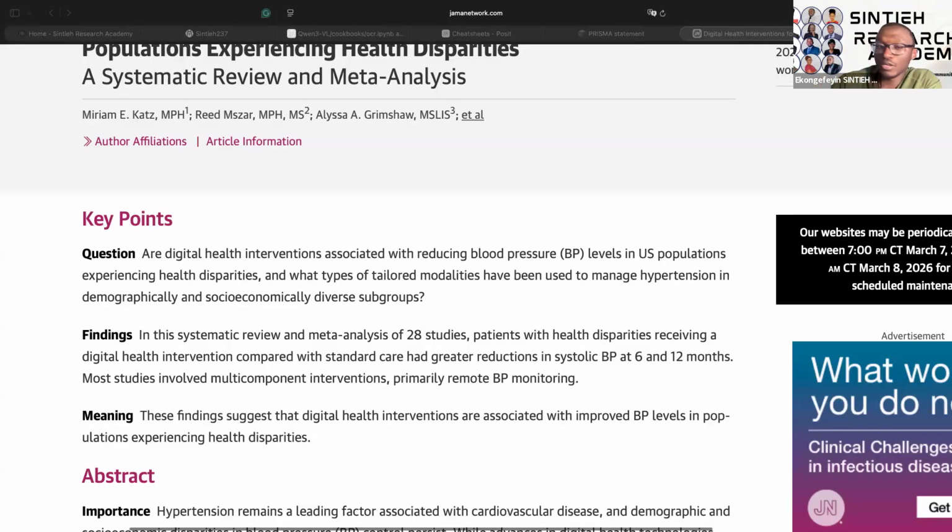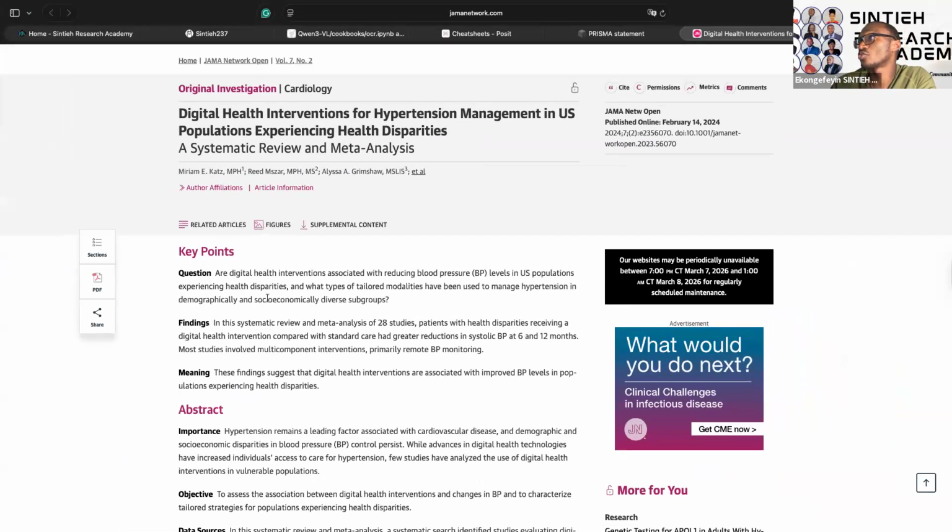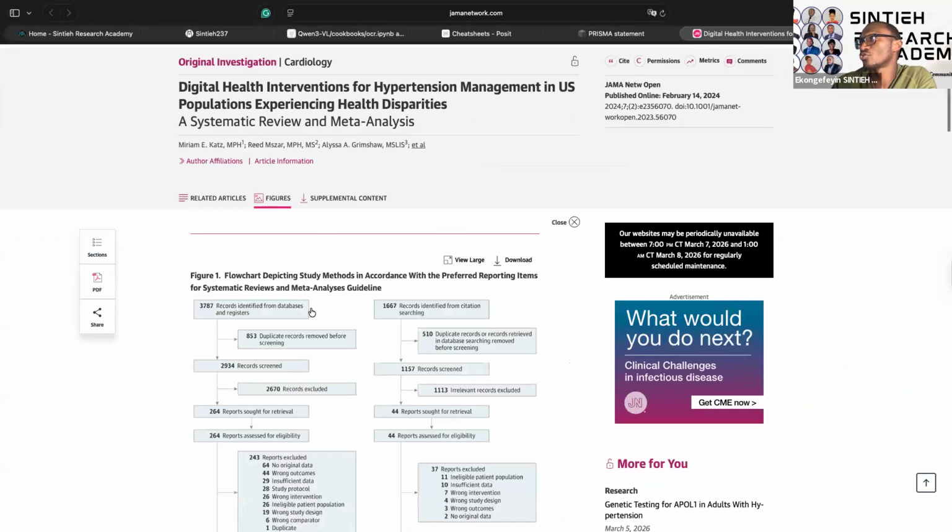So, like we said earlier, the primary outcome will be reduced blood pressure. And the secondary outcome is in this second paragraph: what types of tailored modalities, by demography and socioeconomic status. So that's it. Let's look at the forest plot for this study. Why are you not moving? Good. Let's look at the figures. I'm going to go straight to the figures because that's what I want to show you.